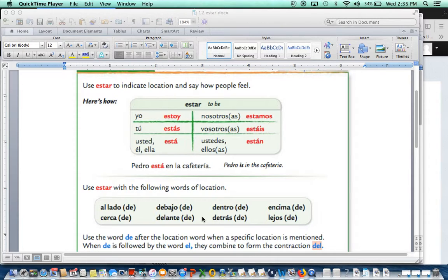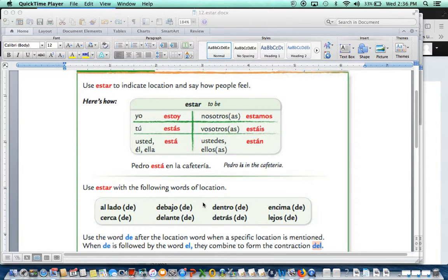Like, for example, hey, where is my book? And then you will say the book is behind your desk, or the book is on top of your desk, or the book is close to Juanito, or the book is next to Patricia. So again, we call it location words, all right? So every time you use those words, you have to use estar. Why? Because again, you use estar when you're talking about location of things.